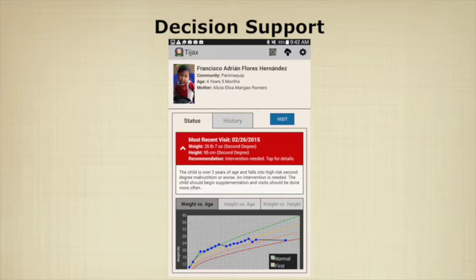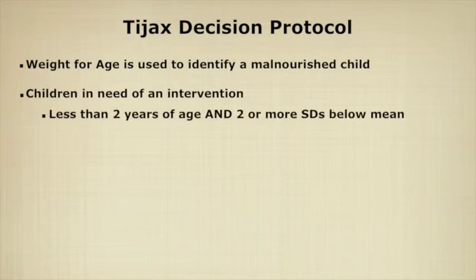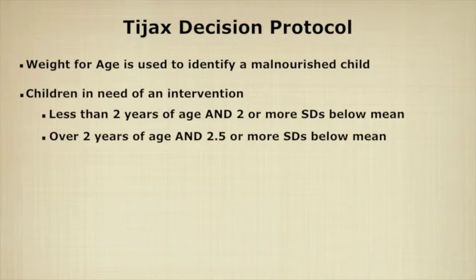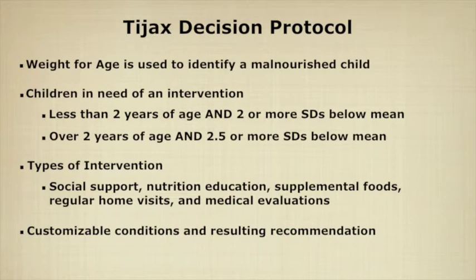For the THOSH program in Guatemala, weight for age is used as the indicator of if a child is in need of an intervention. If a child is less than 2 years of age and 2 or more standard deviations below the mean, an intervention is recommended. If a child is over 2 years of age and 2.5 or more standard deviations below the mean, an intervention is recommended. Interventions include social support, nutrition education, supplemental foods, and regular home visits. For extreme cases, a medical evaluation at the local clinic will be advised. These conditions and their resulting recommendations can be customized to suit the needs of different programs.